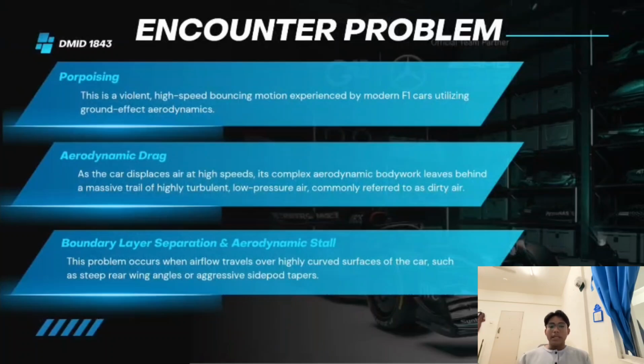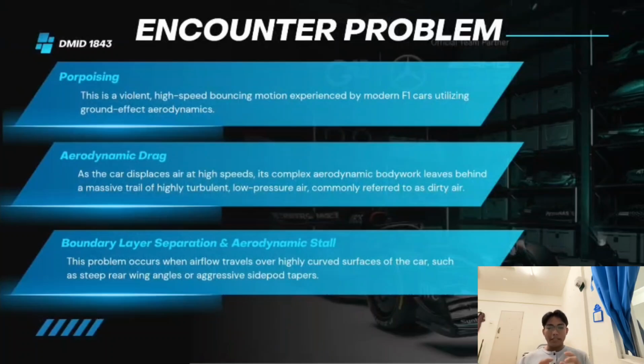The second problem is aerodynamic drag and wake turbulence, famously known as dirty air. As the Mercedes car cuts through the air at 350 km per hour, its complex wing and bodywork leave behind a massive trail of highly turbulent, low-pressure air. If another car tries to follow closely behind, its aerodynamic surfaces cannot function properly because the incoming air is no longer clean or laminar. This results in a severe loss of downforce for the trailing car, leading to overheating tires and making overtaking incredibly difficult.